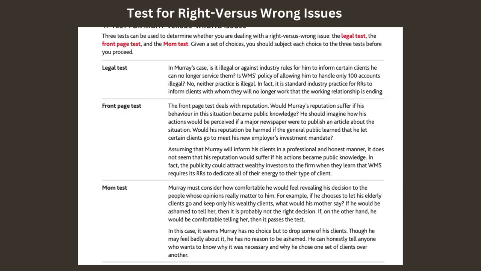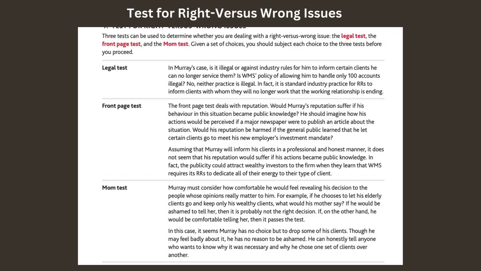Assuming that Murray will inform his clients in a professional and honest manner, it does not seem that his reputation would suffer if his actions became public knowledge. In fact, the publicity could attract wealthy investors to the firm where they learn that WMS requires its RRs to dedicate all their energy to their type of client.